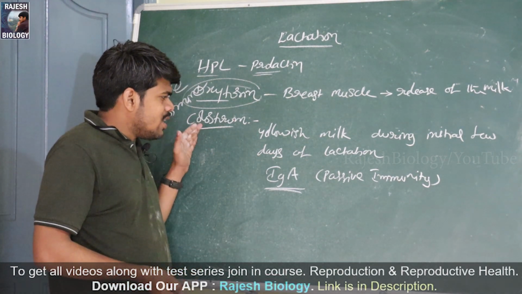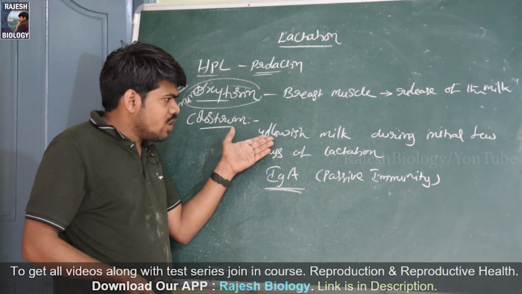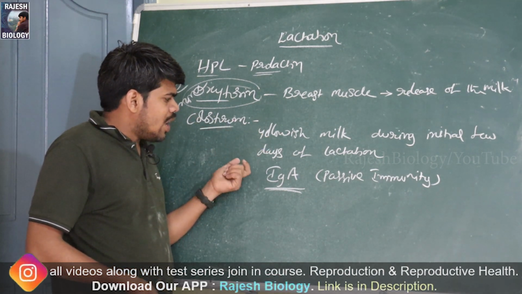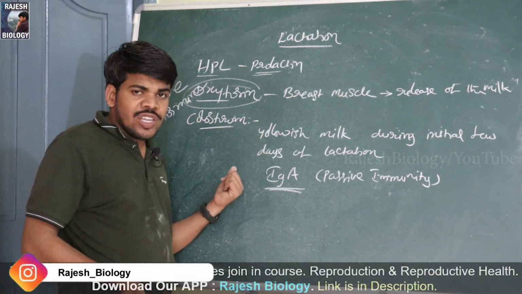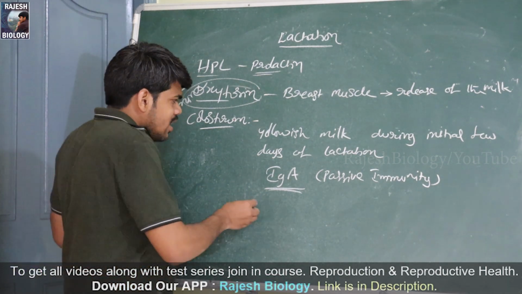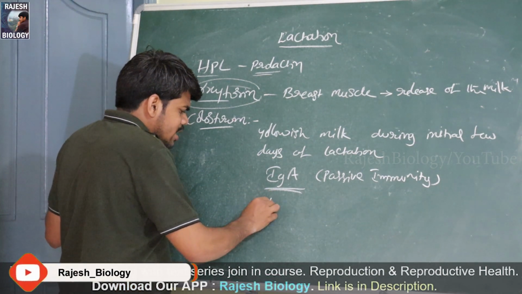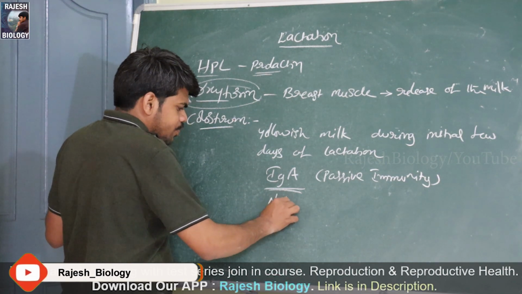And colostrum is what? The initial few days of lactation, which has immunoglobulins like IgA and more nutrients. That yellowish colored milk is called what? Colostrum.